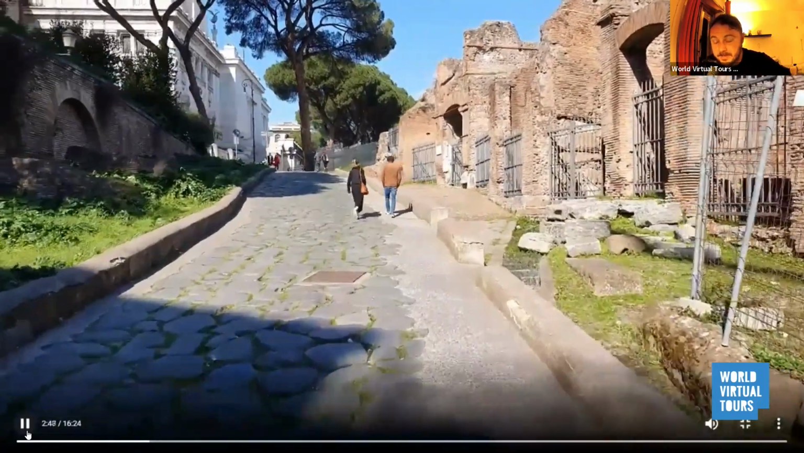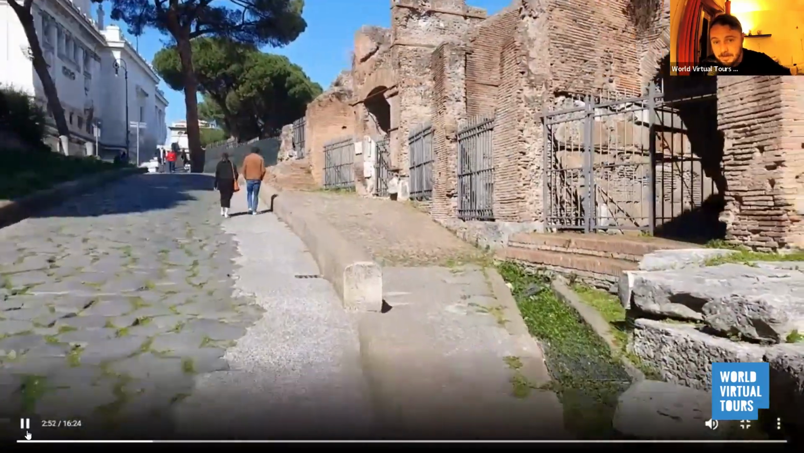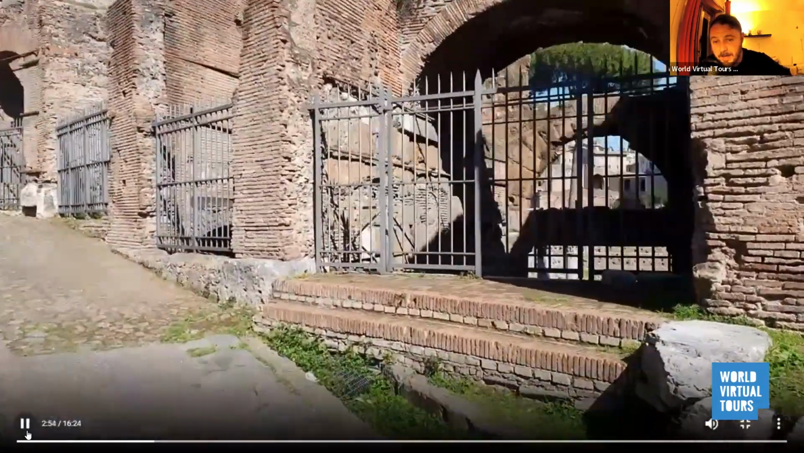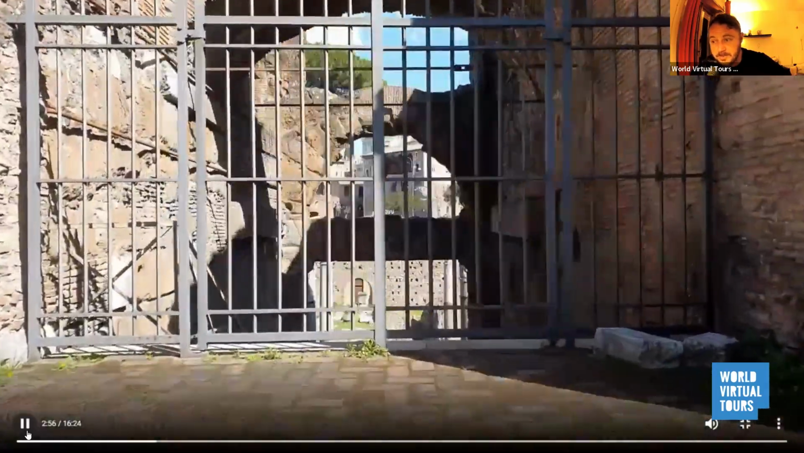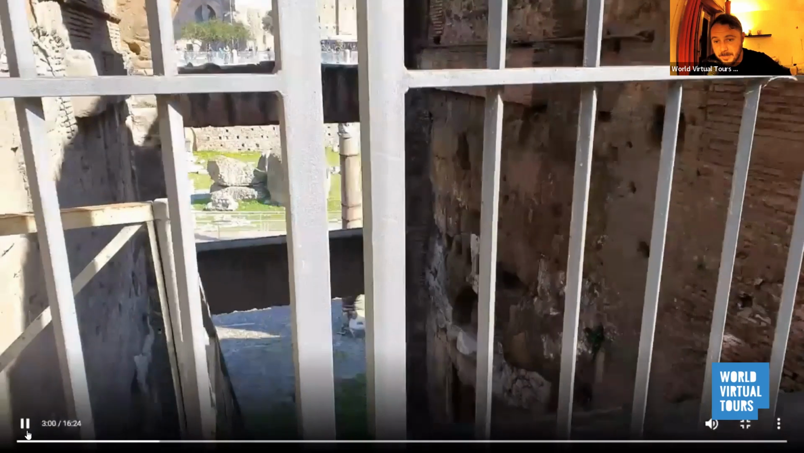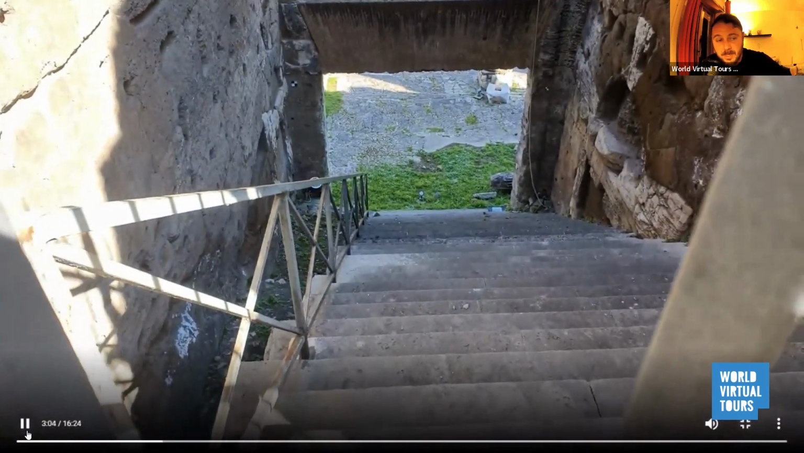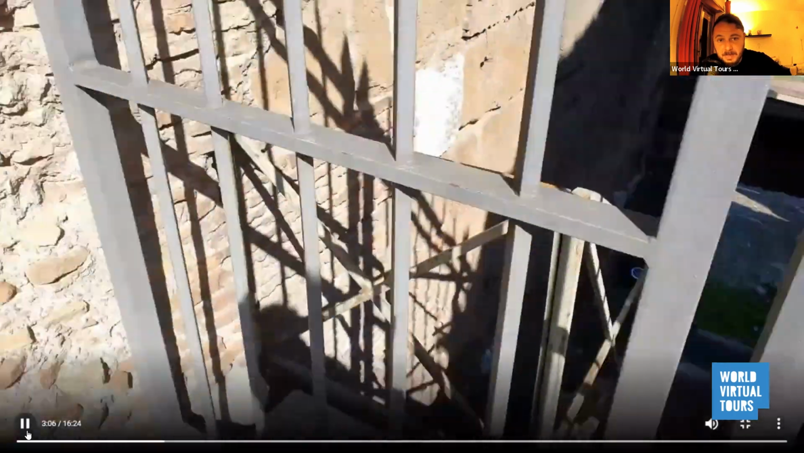This street is originally 2,000 years old. The cobblestones on the streets are 2,000 years old. The concrete walls on the right side are 2,000 years old. The Romans invented concrete and red fire bricks, and these walls are almost entirely made of concrete and red fire bricks. This is an ancient stair that goes down to the Forum.